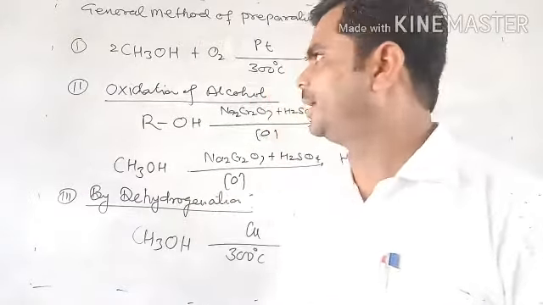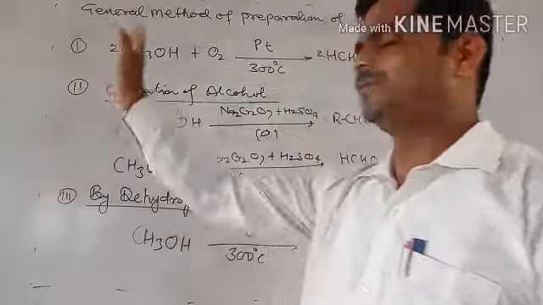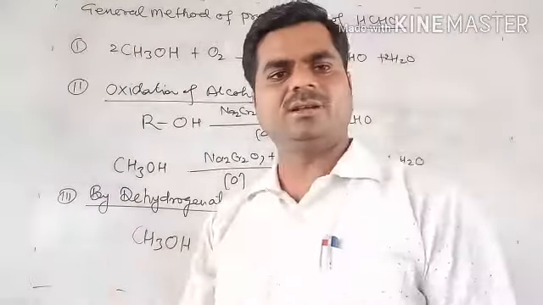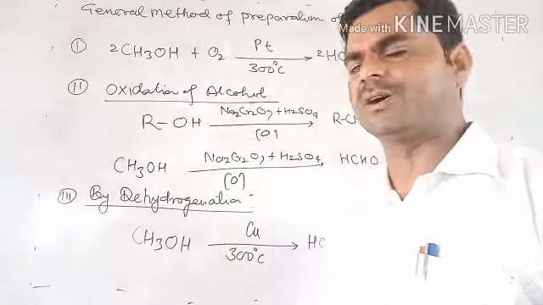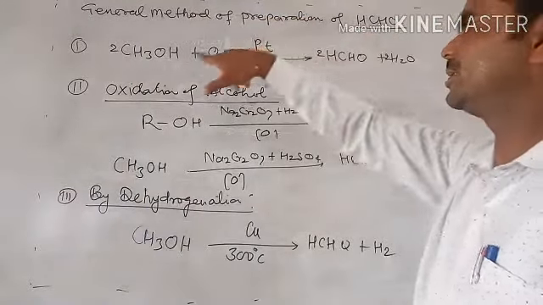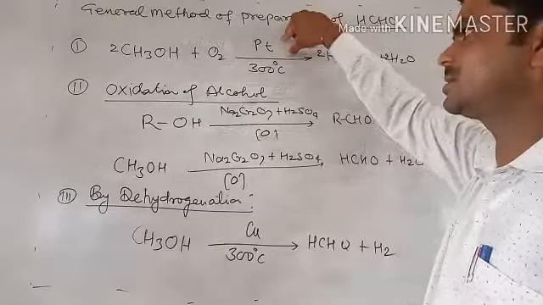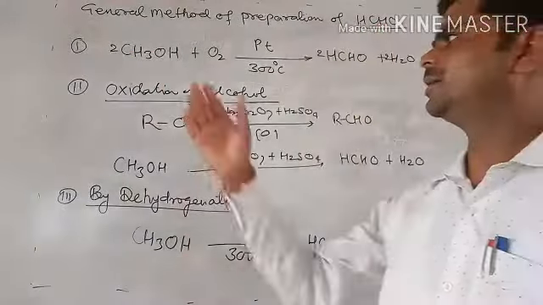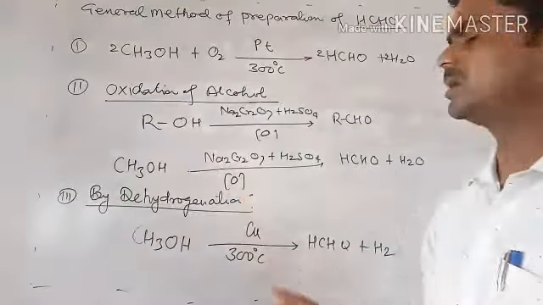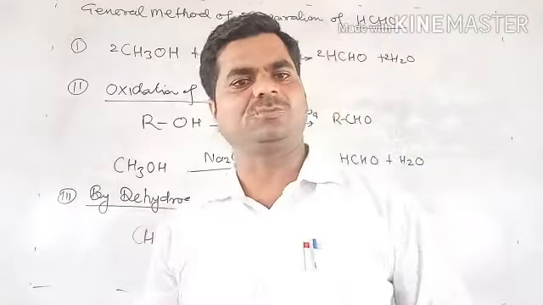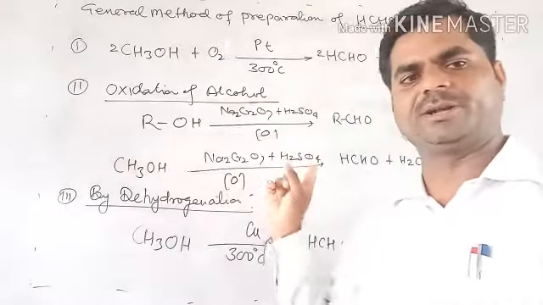Okay, all of you add the first, second, and third reactions. All of these reactions stand for the formation of formaldehyde. In the first reaction, in the presence of a platinum catalyst, the vapor of methyl alcohol reacts with oxygen to form formaldehyde. In the second case, the oxidation of methyl alcohol, always in the presence of acidic sodium dichromate, converts methyl alcohol into formaldehyde.